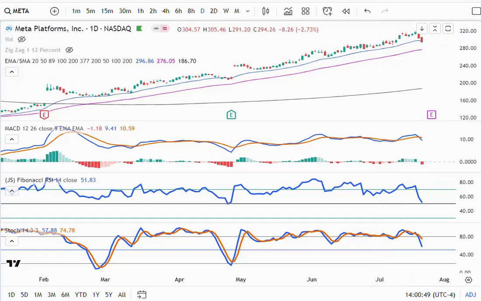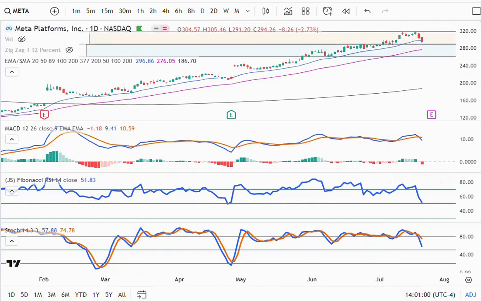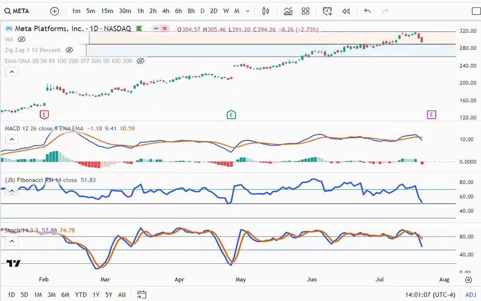Now, if there's further weakness, I'm looking at the daily 50 EMA, which is at the moment around 276. So if I get rid of the moving averages, you can see the levels. This would be an area that I'm looking at right here, which is, what number is that? It's around 290. So if 290 is breached, then potentially 260 could be the downside.